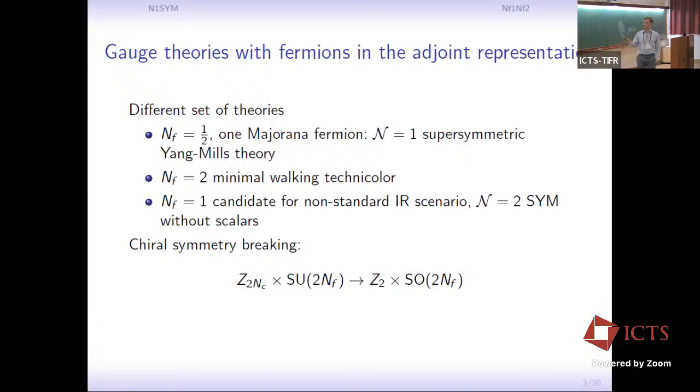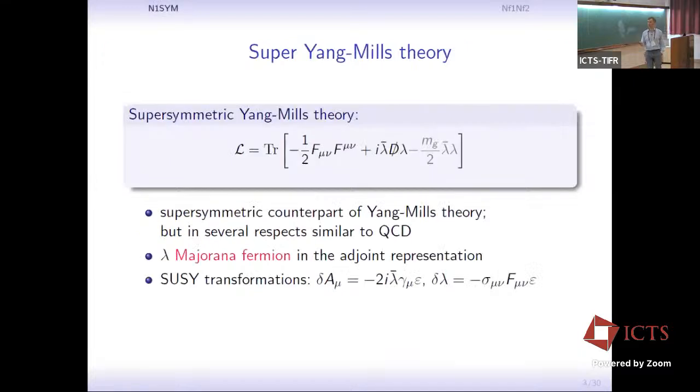One has to note that the chiral symmetry breaking pattern, due to the fact that you have fermions in the adjoint representation, is slightly different. But I will come to that in the later discussions of the theory. So this is supersymmetric Yang-Mills theory. It just looks like QCD. The difference is that the fermions are now in the adjoint representation and not in the fundamental representation as in QCD, and that these are Majorana fermions and not Dirac fermions.